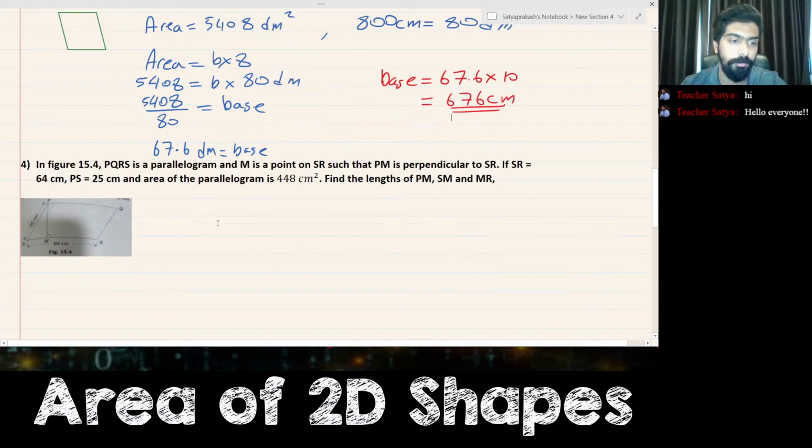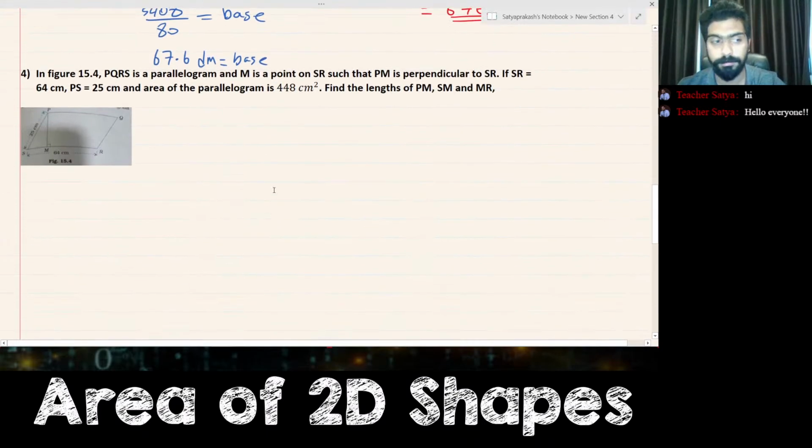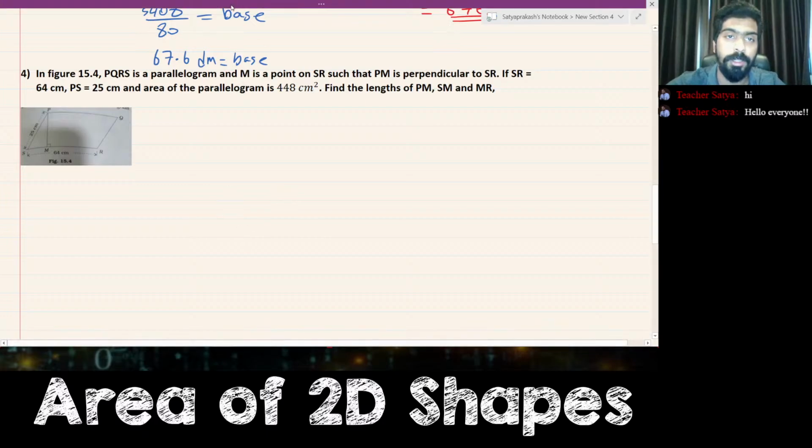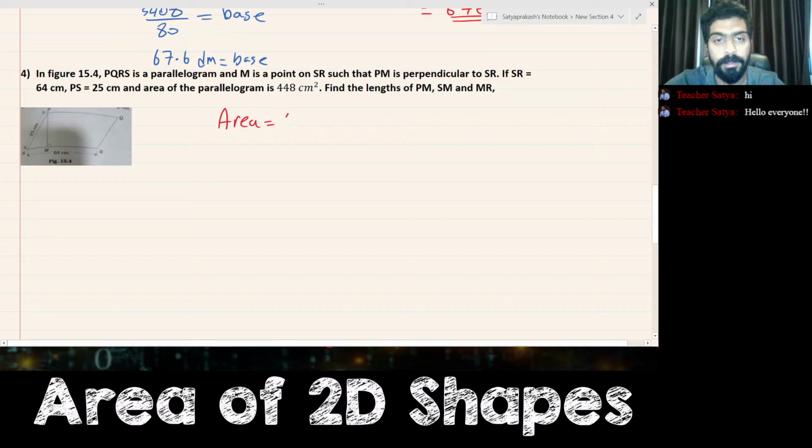All right, let's go to the fourth question. Now in this question, again, it's a parallelogram. We know its area, so let's write down the area. The area is 448 centimeters square. They want us to find these three lengths, right? We know that this is 64, and we know that PS is 25. So now we can easily find the height.